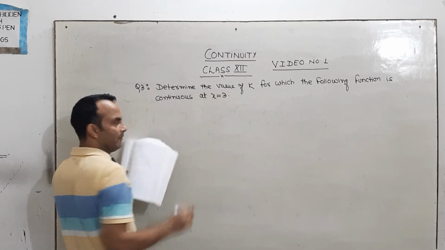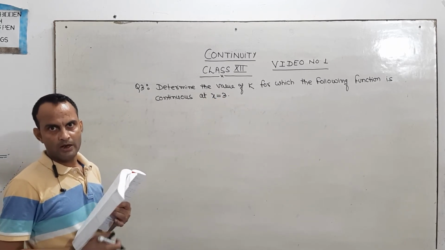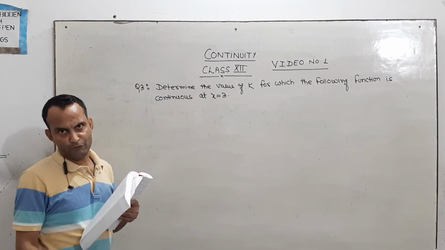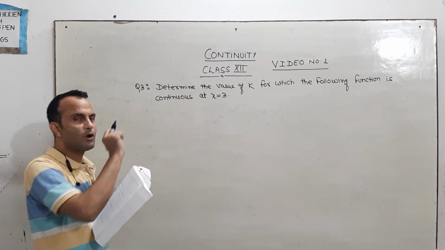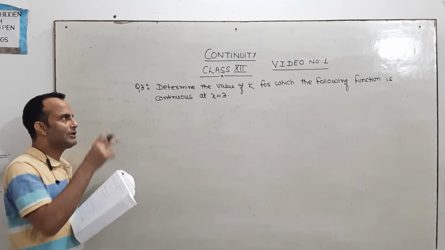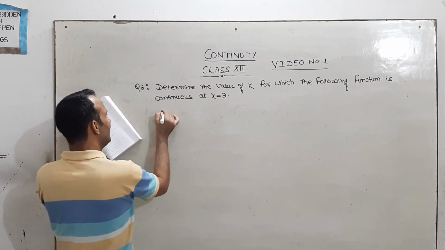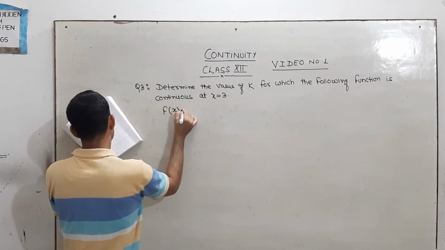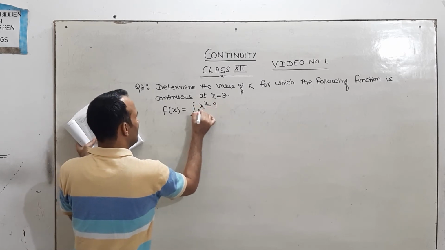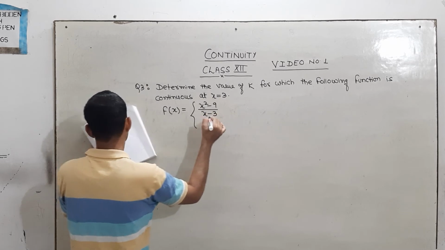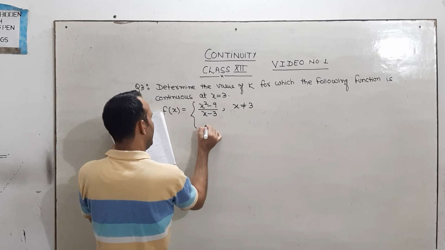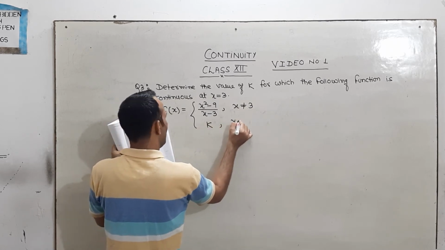Means here it is already given that the function is continuous. In the previous problem we had to prove the given function is continuous. But here in the given problem, it is already given that the function is continuous. And when the function is continuous, then find out the value of k. The function is x square minus 9 upon x minus 3, when the value of x is not equal to 3, and k when the value of x is equal to 3.